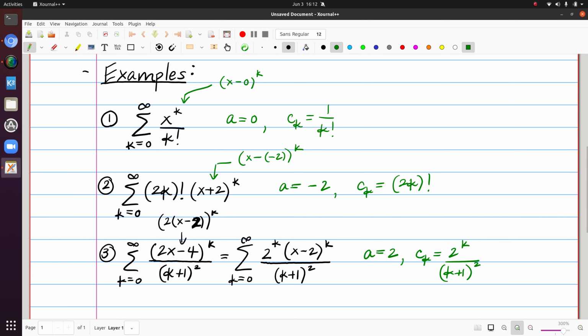Now, one consistent thing you can notice for all of these is, yes, we can find the center by strategically rewriting the terms in a way to make it very clear what x minus a to the k would be. But the other thing to notice is that you can quickly find the center by trying to figure out what value of x you could plug in that would make the terms vanish. In my first example, if I plug in 0, I'm going to have 0 to the k. That would make the terms vanish. In my second example, if I were to plug in x equals negative 2, again, we would have 0 to the k. And then finally, this 2x minus 4, we know that that's 0 when x is equal to 2. So that's a quick way to find the center of your power series.